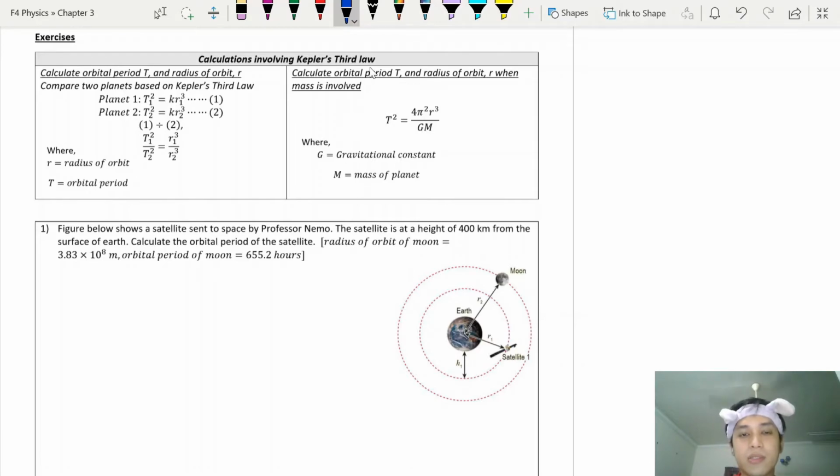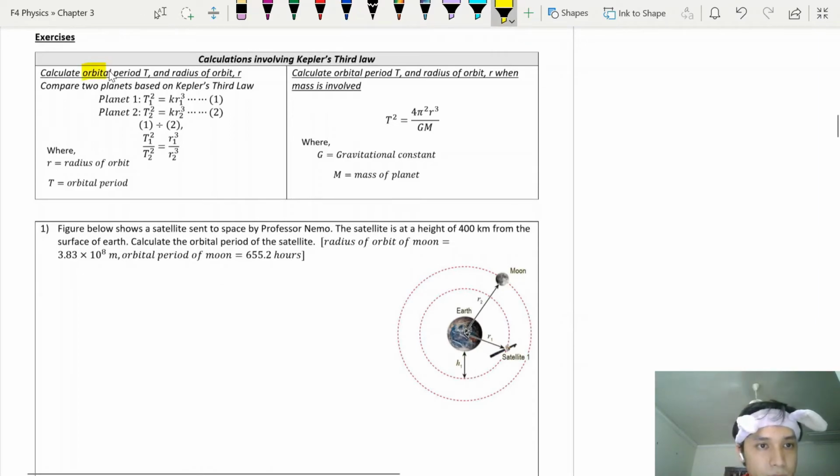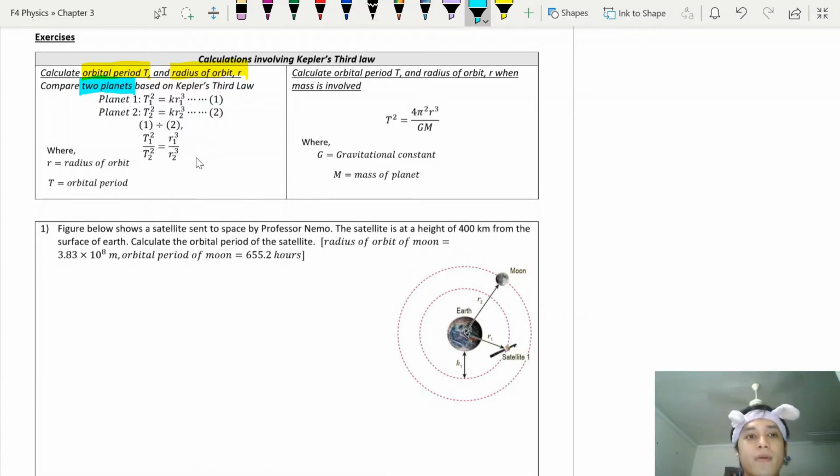Well, technically for Kepler's third law, what you are going to calculate will be based on the orbital period, and then this one is the radius. But how can we calculate these two things? So there are two ways for us to calculate. One is when they give us two planets, meaning they give me planet 1, the orbital period and their radius. Then planet 2, maybe they give me the orbital period and then ask me to calculate the radius.